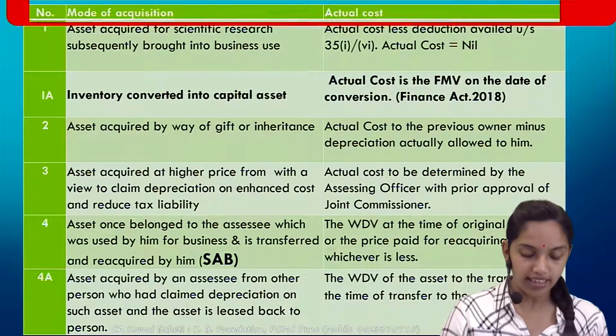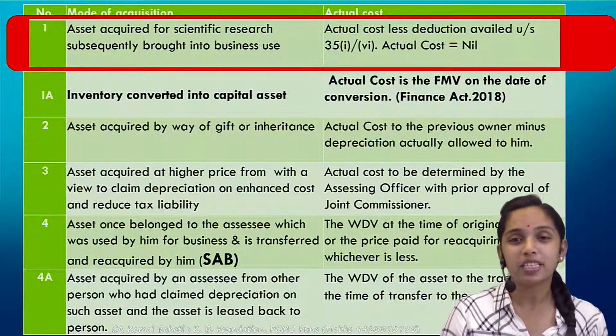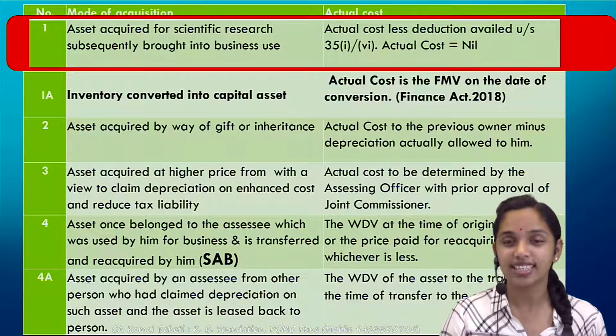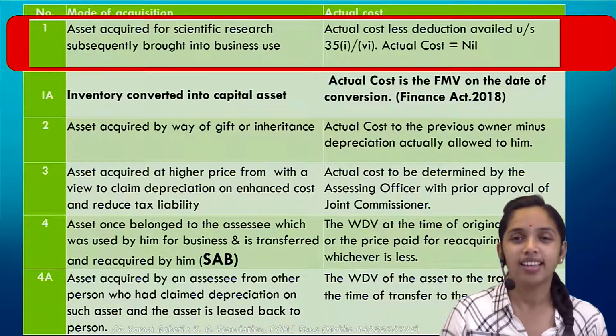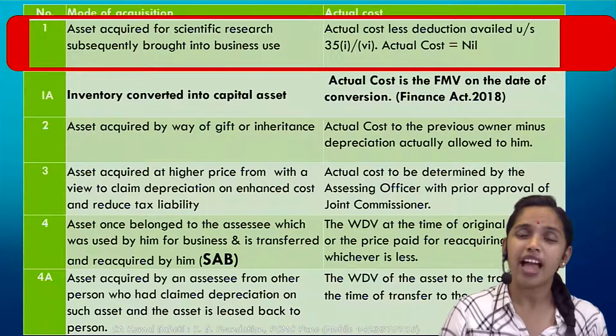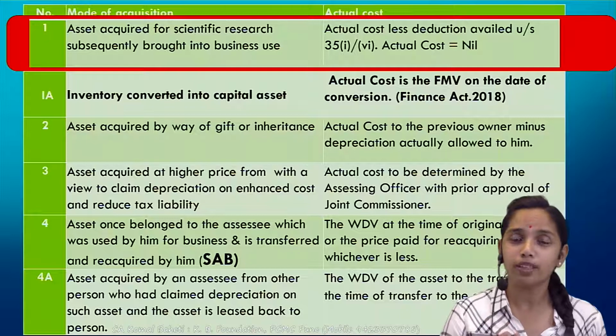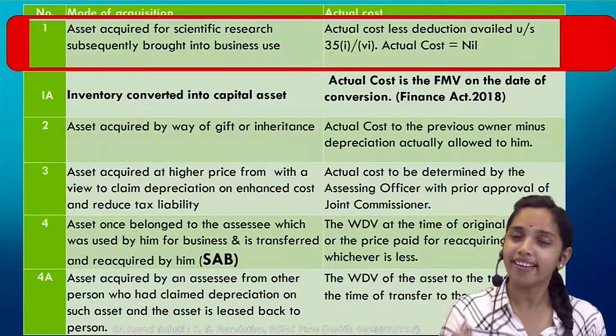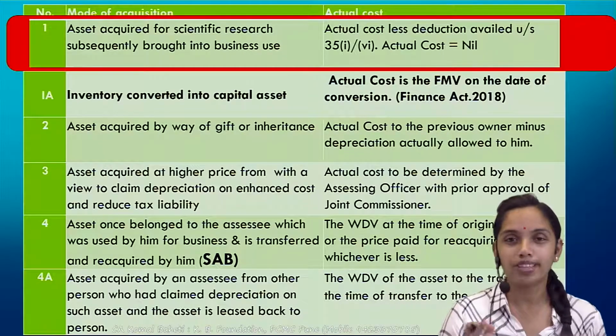In that, the first one, if the asset has been acquired for scientific research, this section will be discussed in detail after depreciation, that is section 35. What is it for? If the asset has been acquired for the purpose of scientific research, you will get 100% deduction. So obviously if you are getting 100% deduction, you won't get a depreciation.